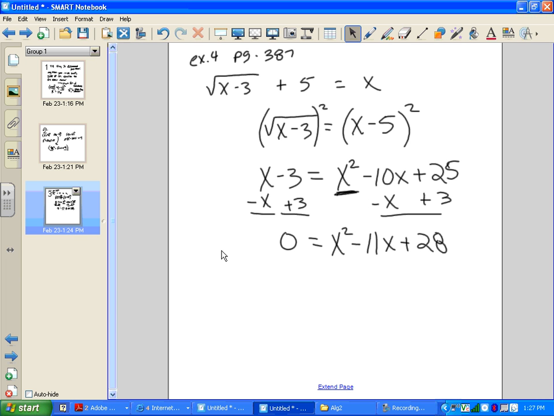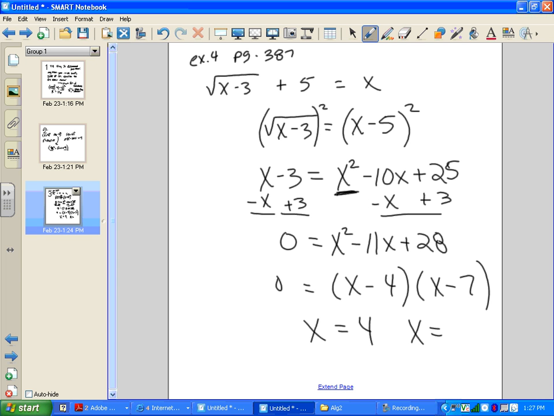All right, so let me just let you in on a big hint here. On the problems that they give you, they all factor, okay? I think there's one problem in the exercises that doesn't, and I probably didn't even assign that one. So they'll be nice. They'll actually factor out for you. So help me factor. What are factors of 28 that add to 11? Yeah, 4 and 7. Both of them are minus. Okay, so we'll get x to be 4 and 7.